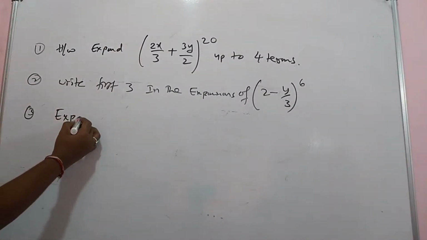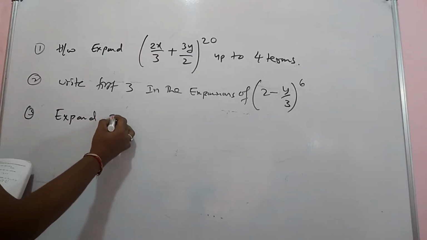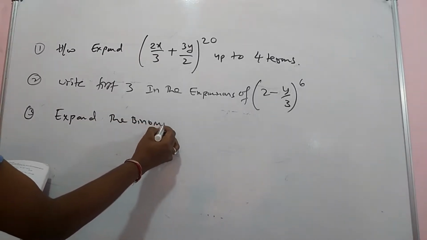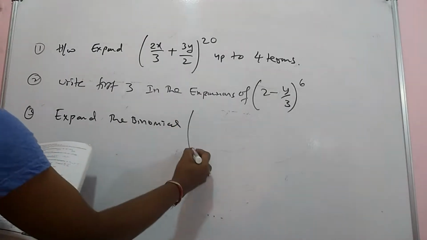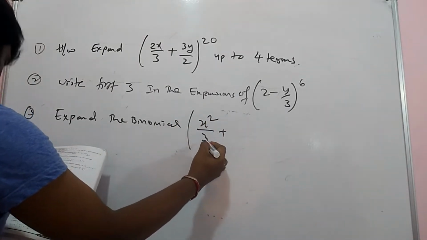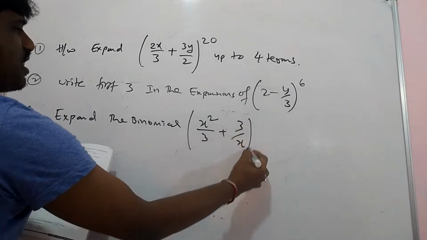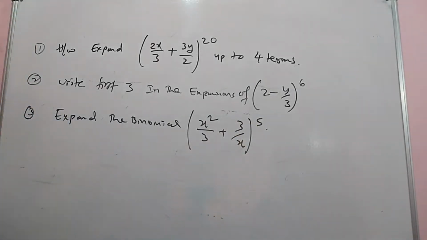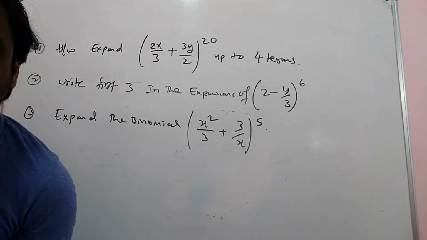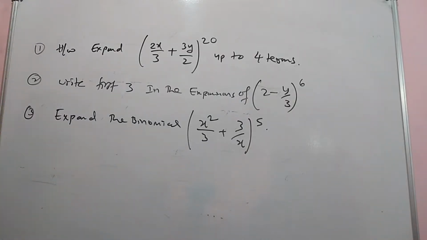Expand the binomial (x square by 3 plus 3 by x) raised to the power 5. Expand this, so you will understand this concept, and whenever I explain any concept, you will be able to do it. Are you getting it? So these are the homework questions. Let's see the next questions. Is it clear? Yes, note down the questions for homework.